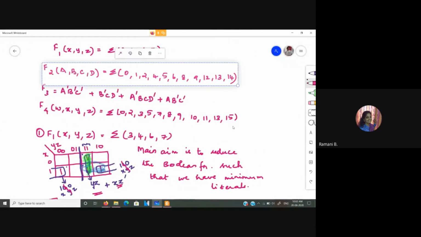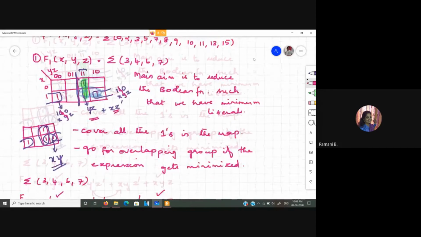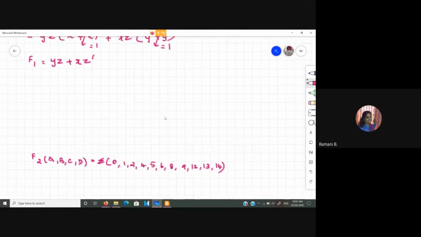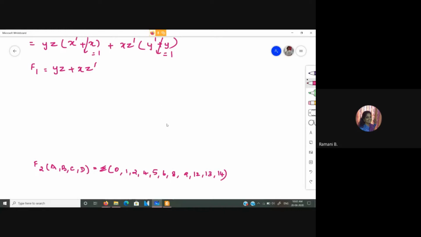So let us move on to the 4 variable K map. So now going on to 4 variable K map. So with 4 variable K map, we have 2 power 4, that is 16 minterms. So we will have the map in the form of 4 cross 4.